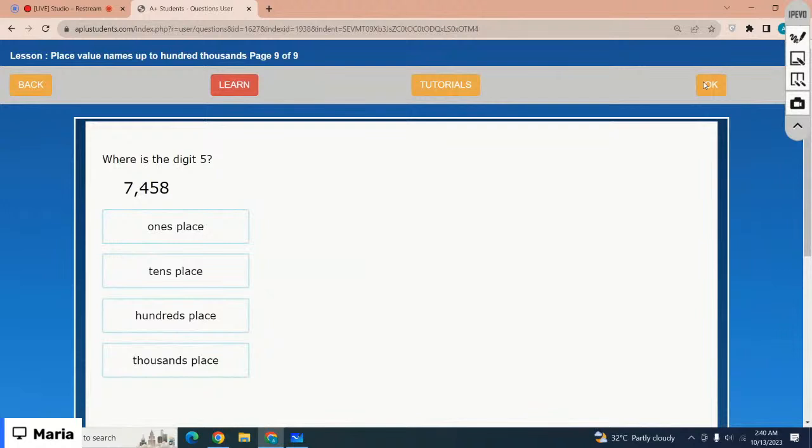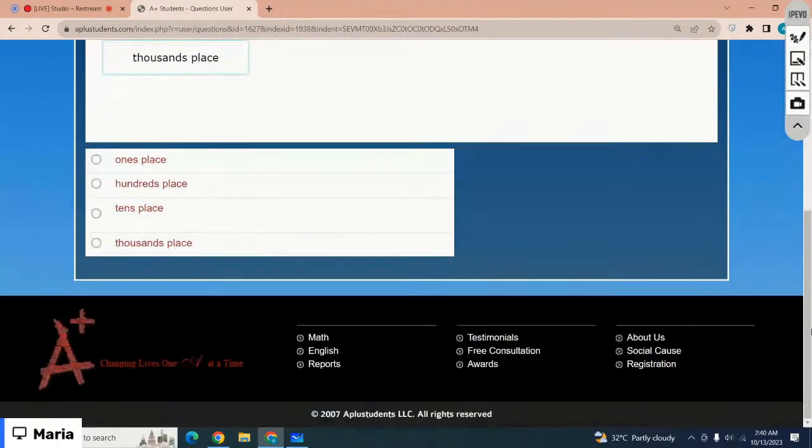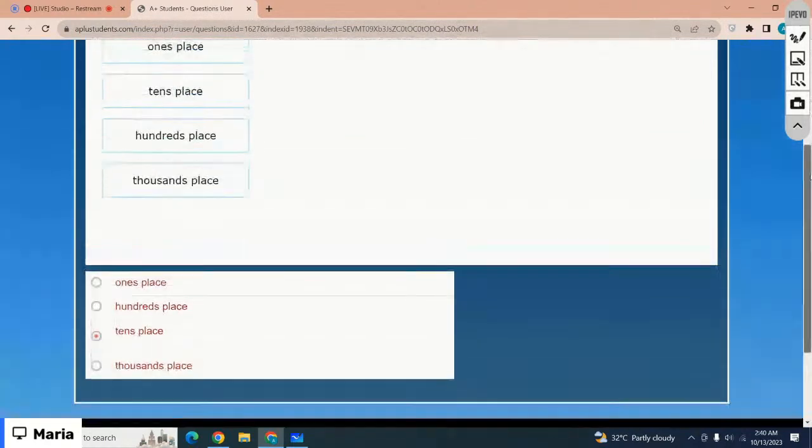Where is the digit 5? 5 is at the tens position, right? The correct option is tens. Okay, we are done with the lesson.